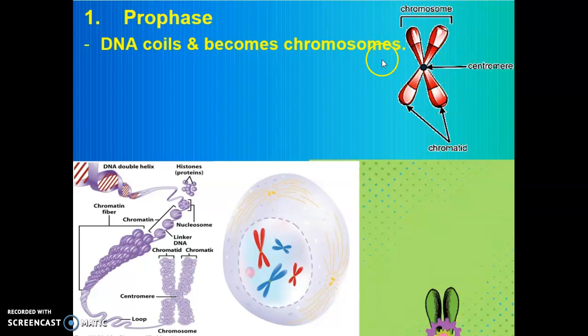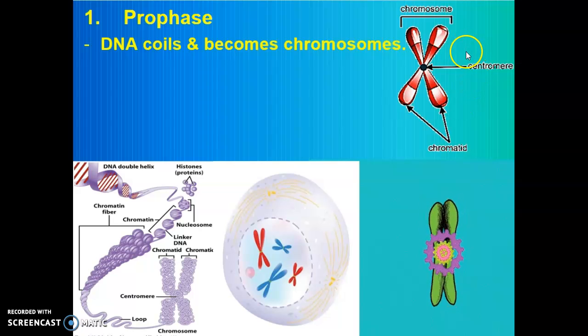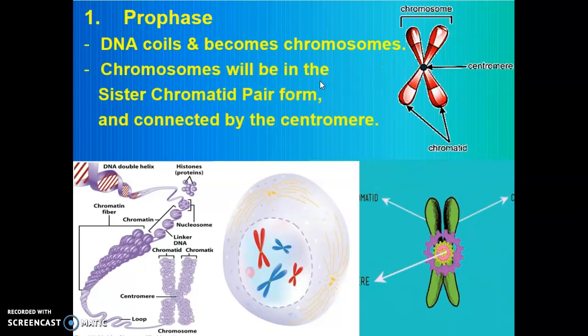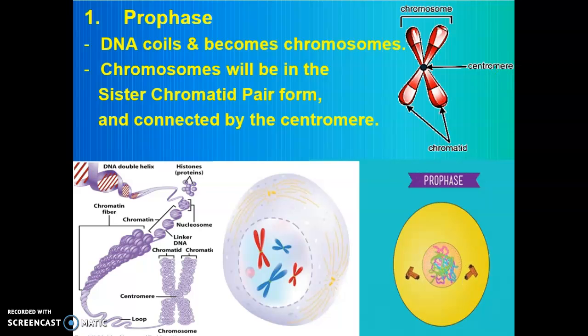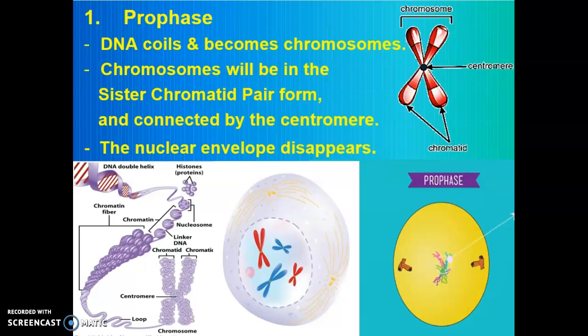And then the whole X together we refer to as a sister chromatid pair. All right, we'll touch more on this as we proceed. Second key thing that happens is all the chromosomes, as I just mentioned, will be paired in that sister chromatid pair form, connected by the centromere. And our third key thing that happens here in prophase is the nuclear envelope or membrane disappears.